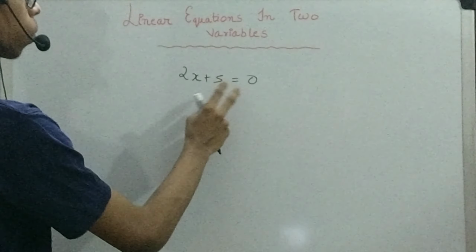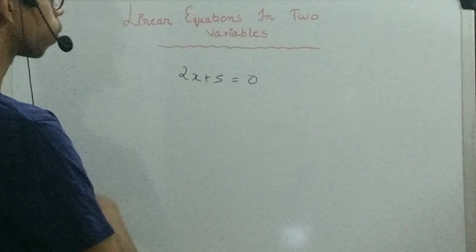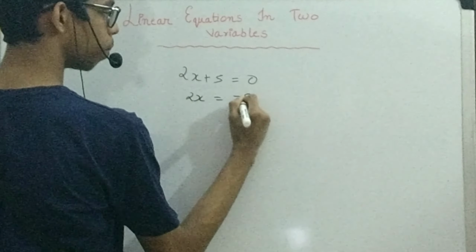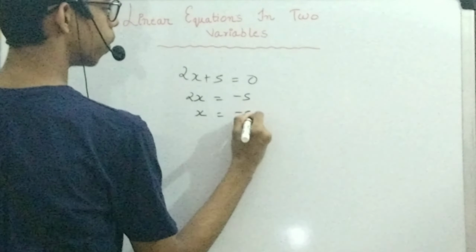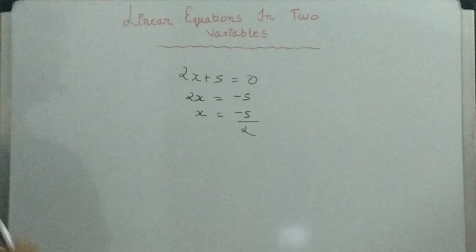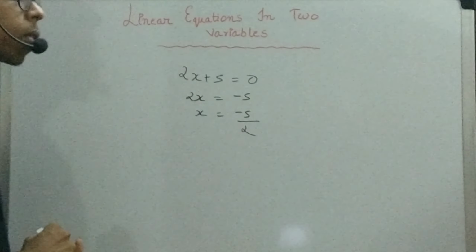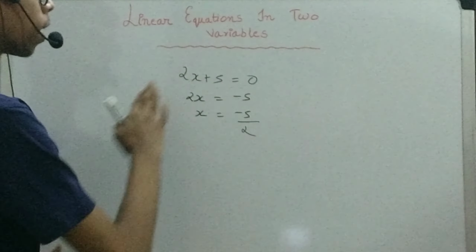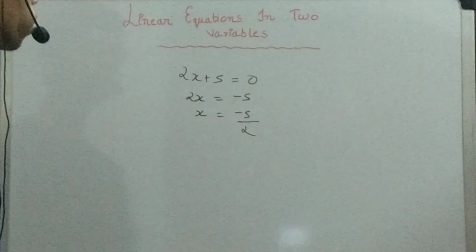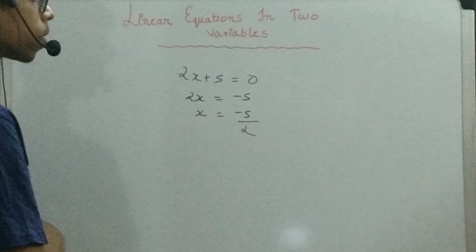And we also know how to find the solution of this linear equation, isn't it? That is, we can write 2x is equal to minus 5 and x is equal to minus 5 by 2. This is the solution of this linear equation. And also you know that a linear equation in one variable always has a unique solution. Unique solution means it has only one solution.